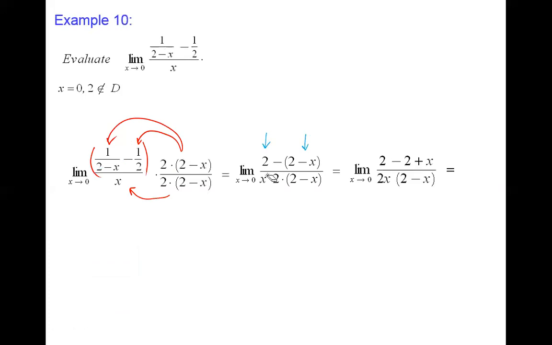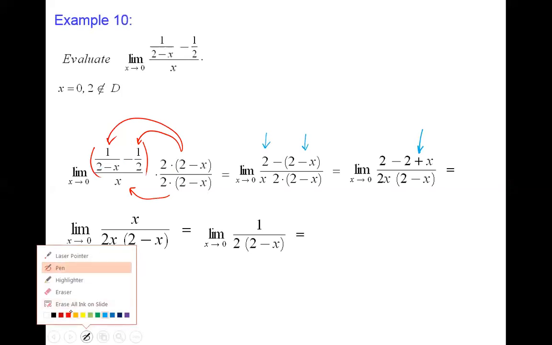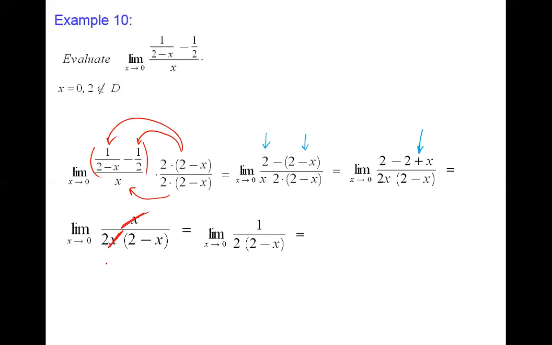Distributing this negative, please note the x will become positive. 2 minus 2 is 0, and then that's my common factor x. That's what we were looking for. x is gone. And now I can substitute 0 instead of x, 2 times 2 for 1/4. You can also just take this and find a common denominator, and then dividing by x means multiplying by 1 over x. You can do it this way, but you will end up with the same fraction.